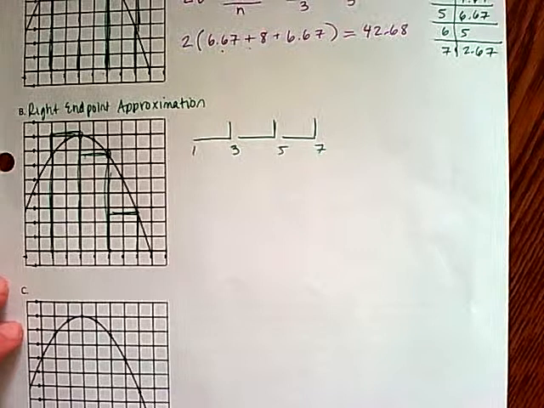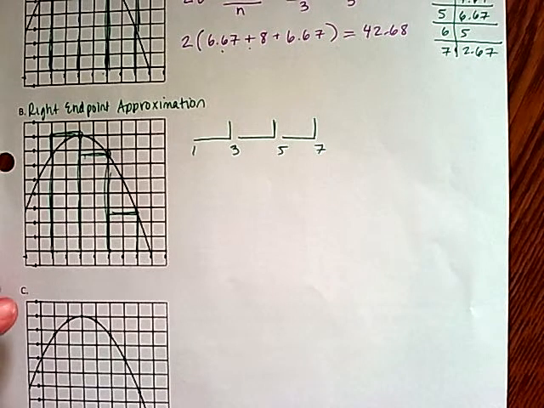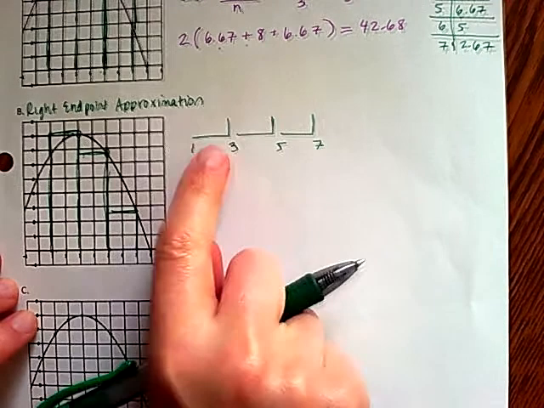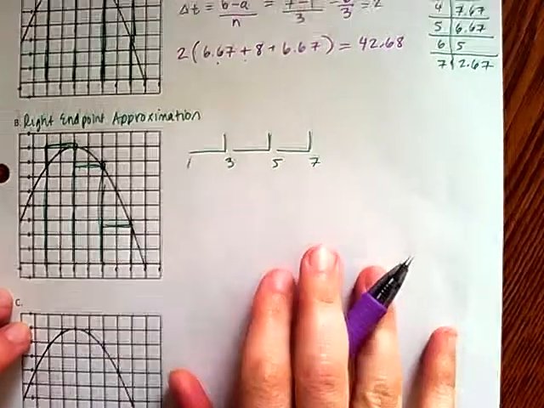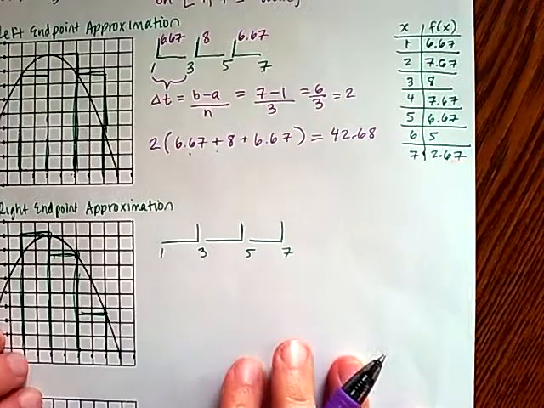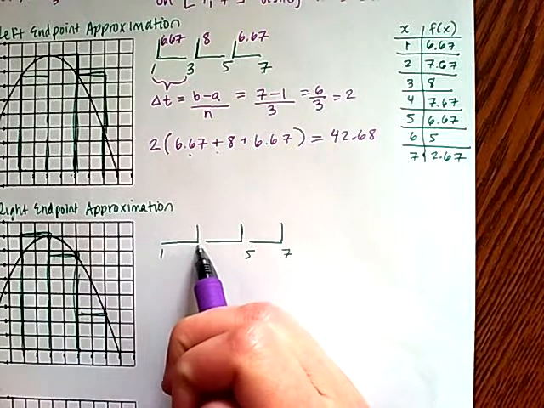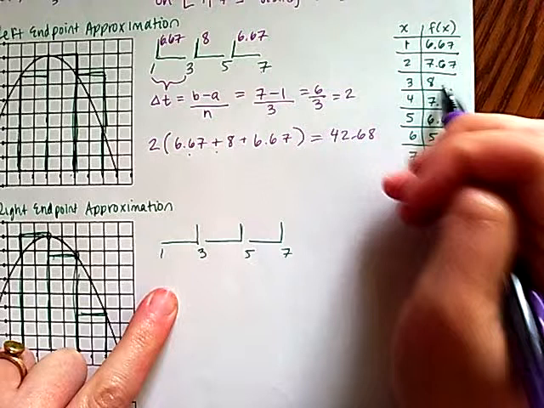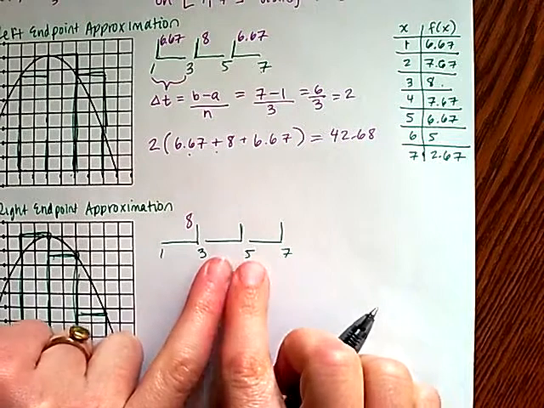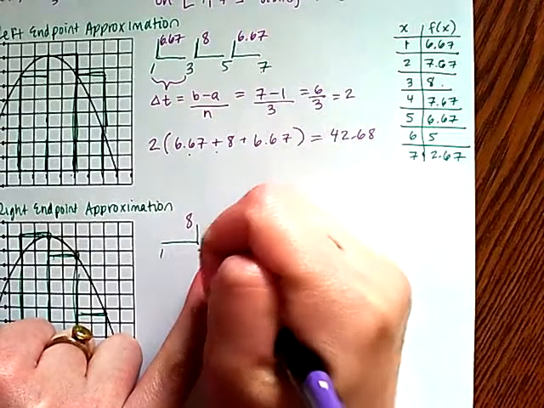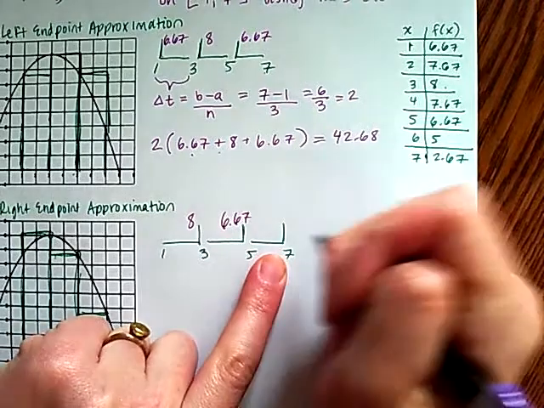So now, what are those actual values? What are the areas I need to calculate? This little visual aid is going to help me. If I'm using it in conjunction with the table over here, then I know I need the height for the first rectangle at 3, which is 8 from the table. For the second one, I need the height at 5. For the third one, I need the height at 7.